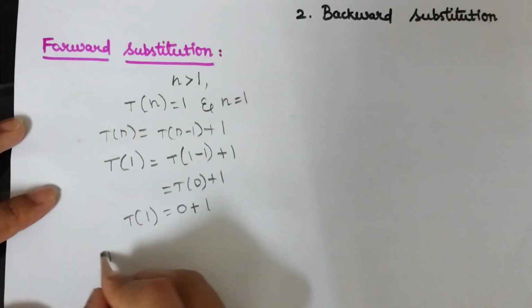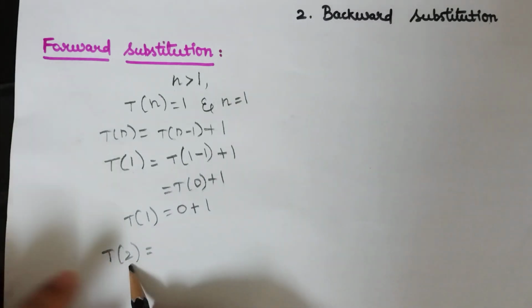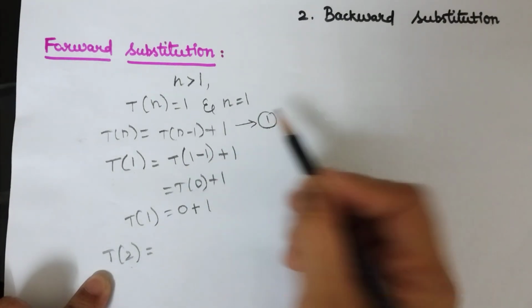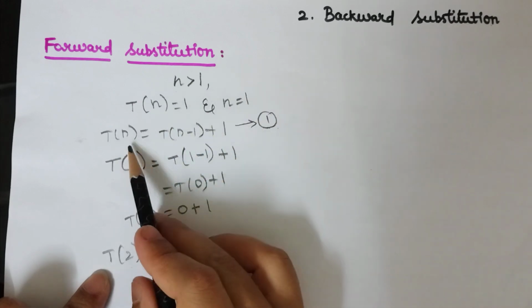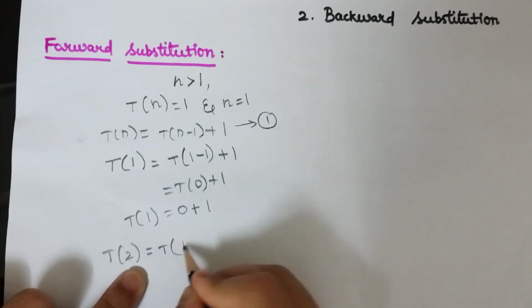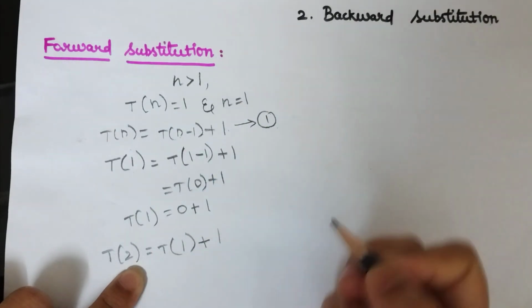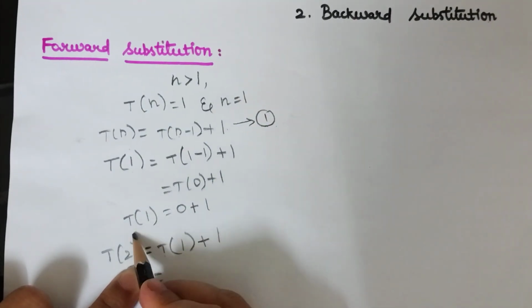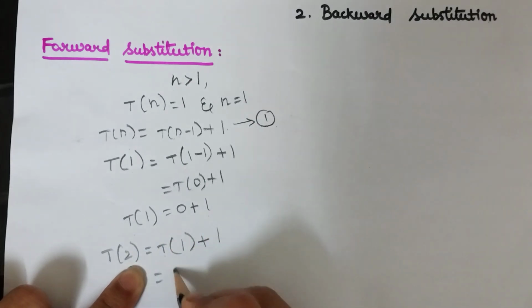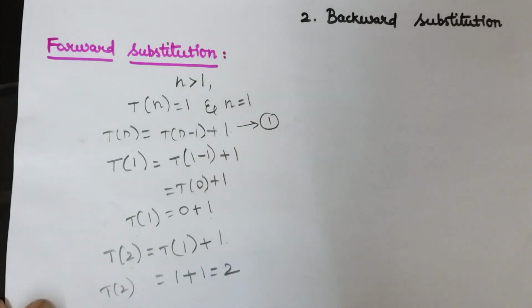In the same way, you substitute 2 for n in this equation 1. Then what you will get? T of n minus 1, which is 2 minus 1, so you will get T of 1 plus 1. Now what is the value of T of 1? We found that as 1. So 1 plus this 1, which is 2. You found that T of 2 is equal to 2.